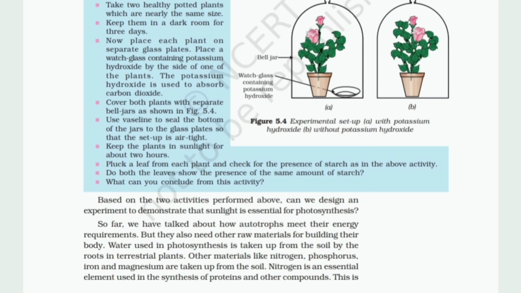So far, we have talked about how autotrophs meet their energy requirements. But they also need other raw materials for building their body. Water used in photosynthesis is taken up from the soil by the roots in terrestrial plants. Other materials like nitrogen, phosphorus, iron and magnesium are taken up from the soil.